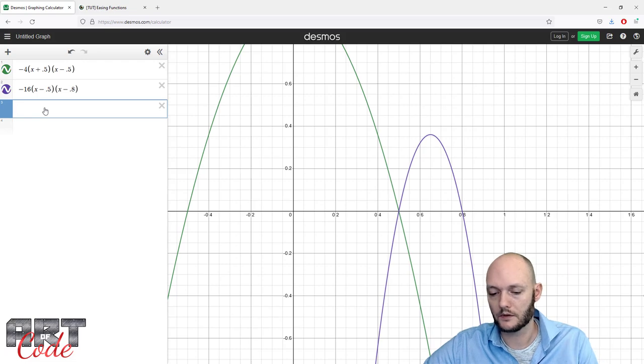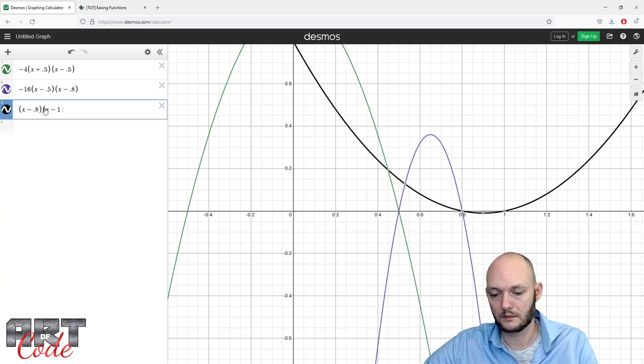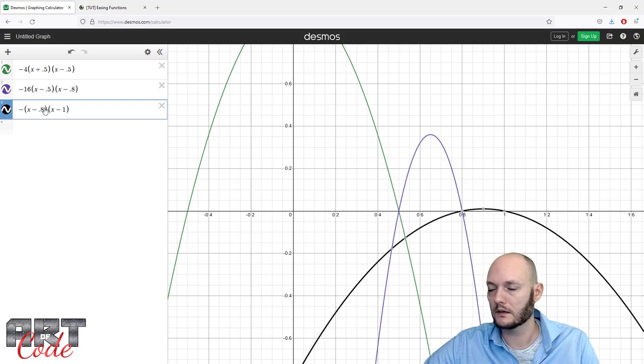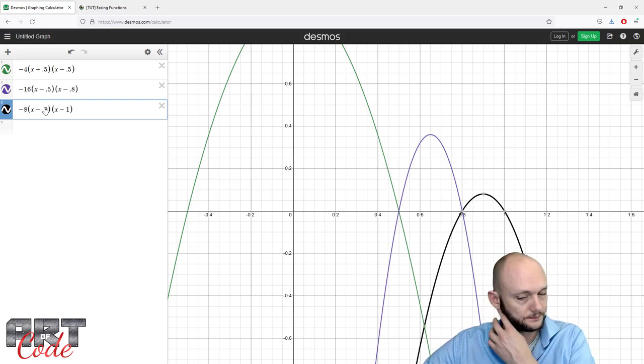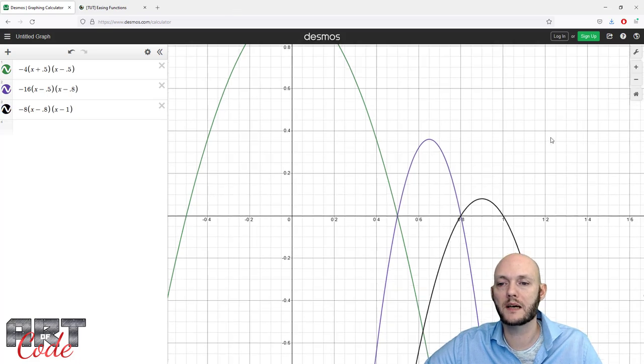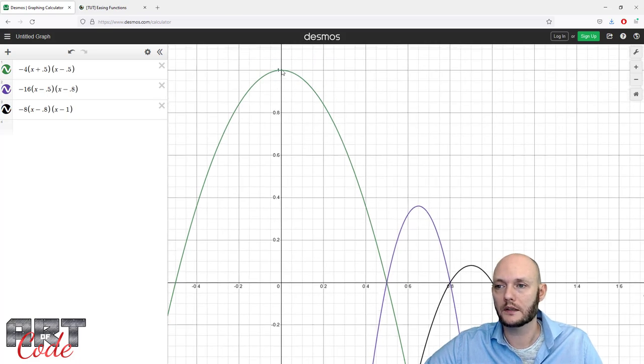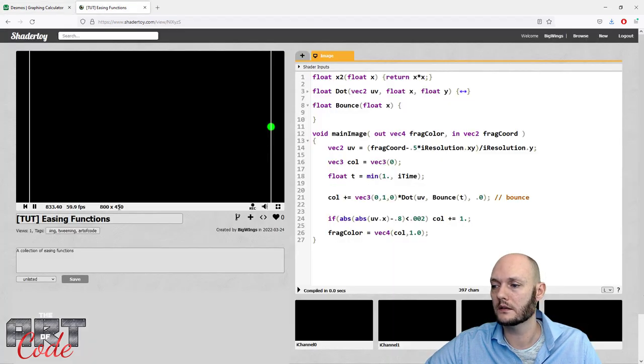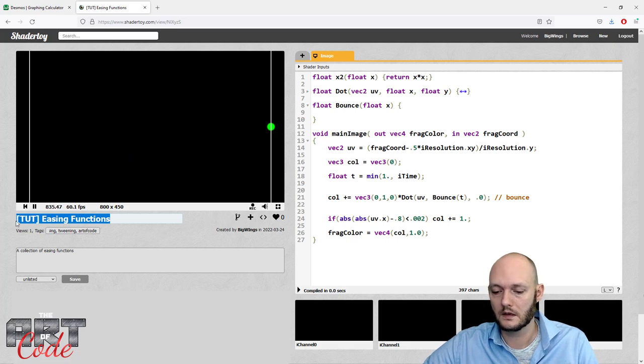And then the third one, I'm going to do x minus 0.8 times x minus 1, because I wanted to end at 1. Then I'll turn it around, and then times 8, let's say. So these are my three bounces. If I look at this on the interval from 0 to 1, and I just take the maximum of these three, then I have a nice bounce. So let's do that. Actually, let's get bouncy.